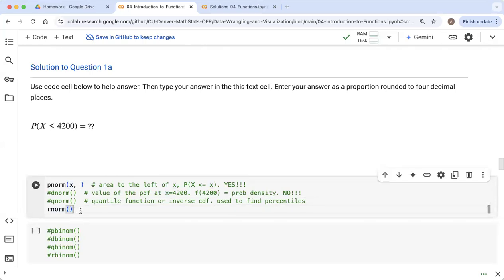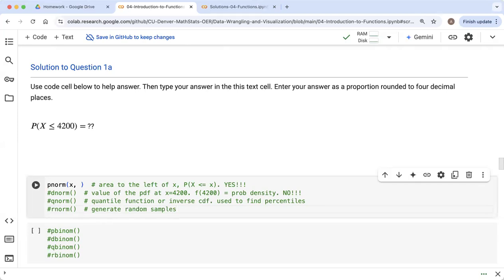There might be some situations where I'm given a probability and I'm asked to find the corresponding weight that corresponds to that probability, and that's where the q-norm function is going to come in handy. We'll see a question like that in a moment. And the r-norm function is what we use to generate random samples. That's not what we're asked to do here. So these are these four functions.